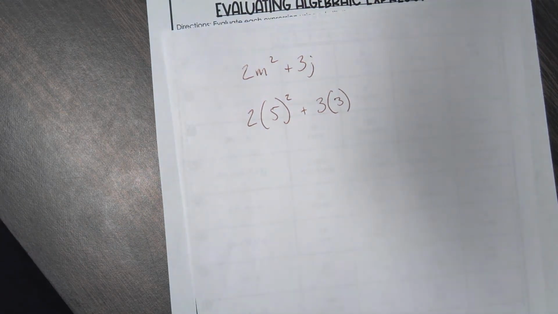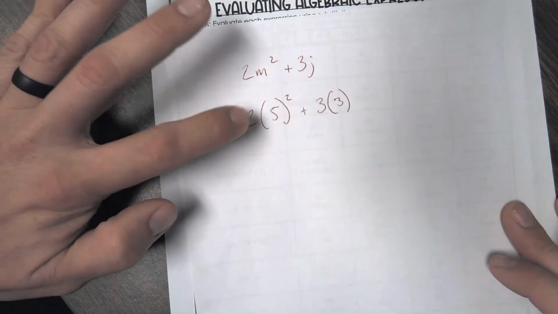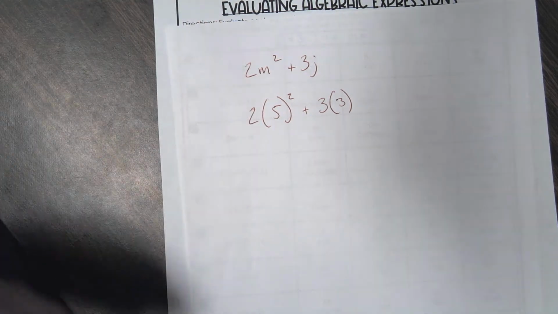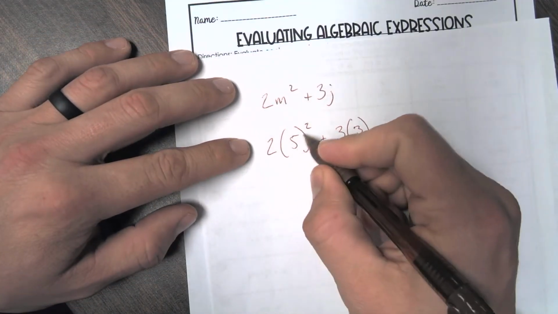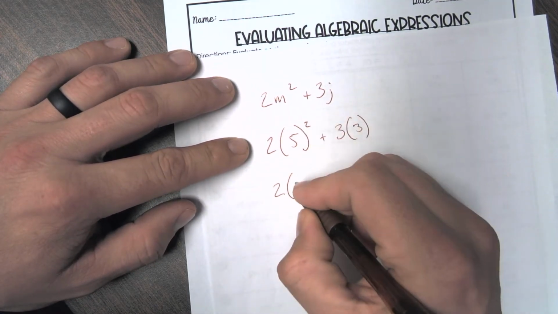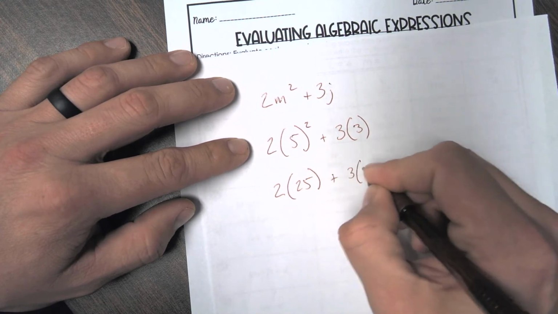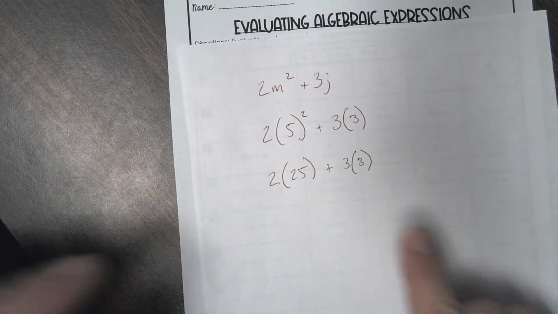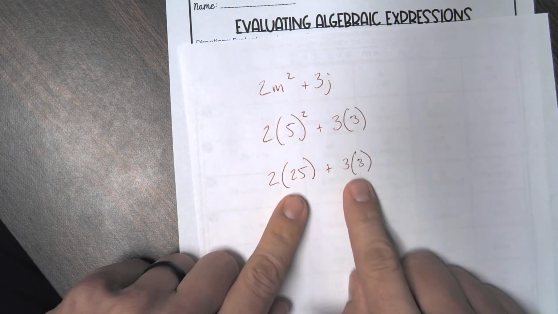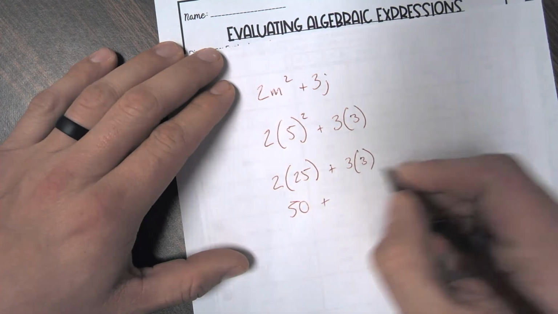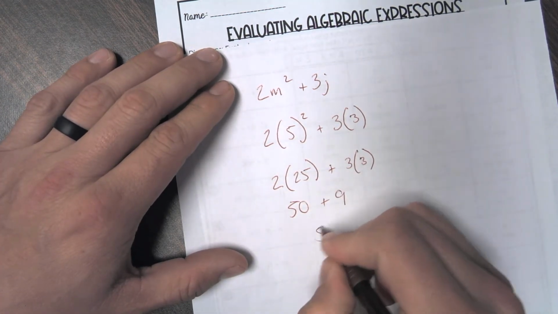Now remember, order of operations starts with parentheses. We don't have any parentheses other than the ones that are in it. There's nothing else going on there. Then we move on to exponents, so that would be 5 squared, which is 25. So that's going to be 2 times 25 plus 3 times 3. Then we move down order of operations even further, and we go to multiplication or division. Well, we have multiplication, so we're going to go ahead and do both of these. 2 times 25 would be 50, plus 3 times 3 is 9. Then you add it up, you get 59.